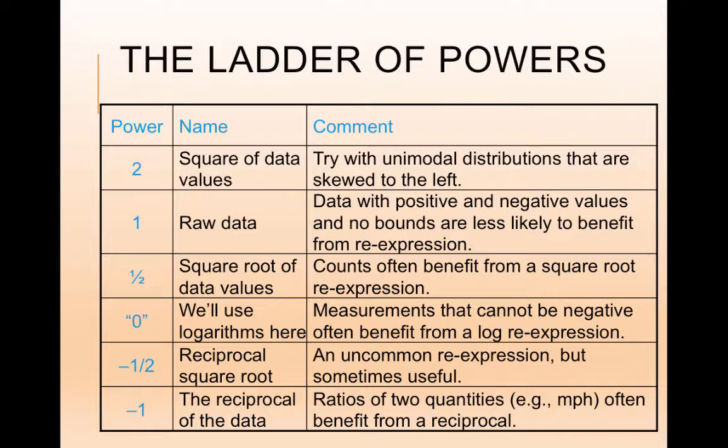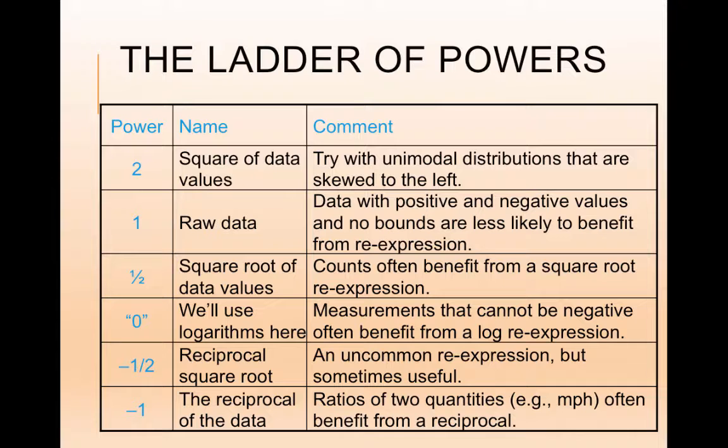The power of -1/2 is the reciprocal square root, so 1 over the square root of y. This is an uncommon re-expression, but can be useful. And then the power of -1 is like the inverse or the reciprocal of the data, so you flip it. This is good if your units are a ratio of two quantities, so miles per hour, gallons per mile, any ratio. Now this is the one that will change the direction.